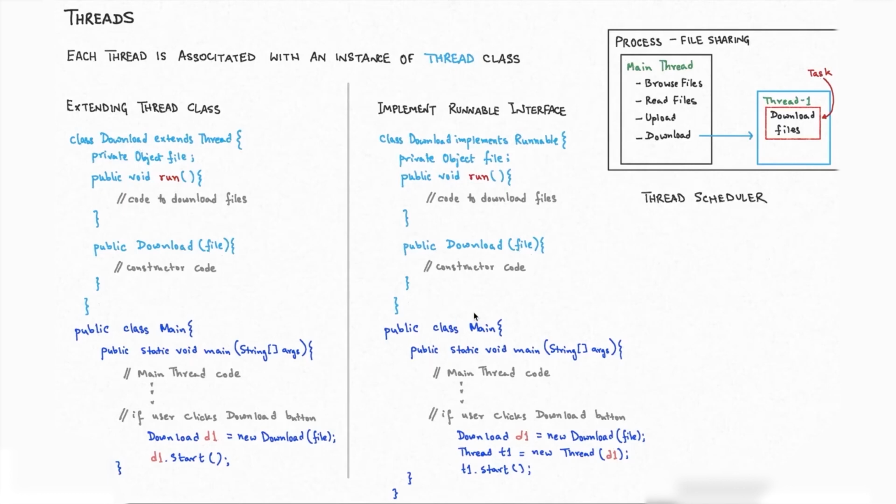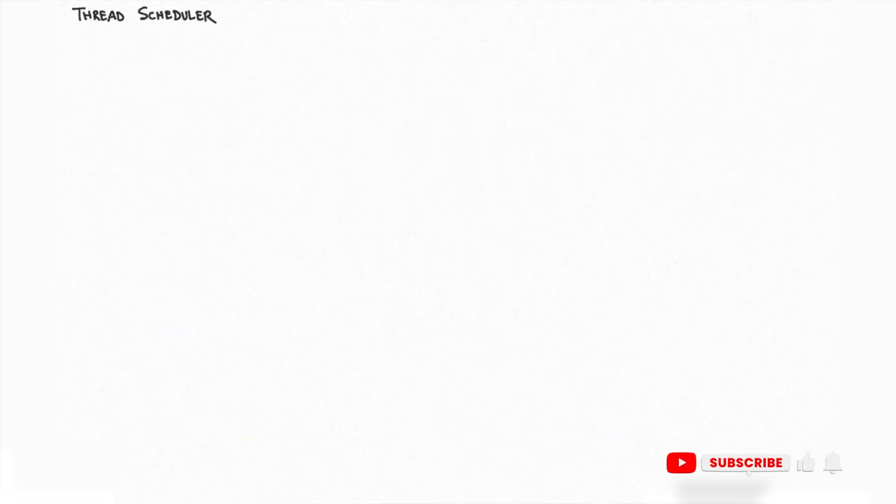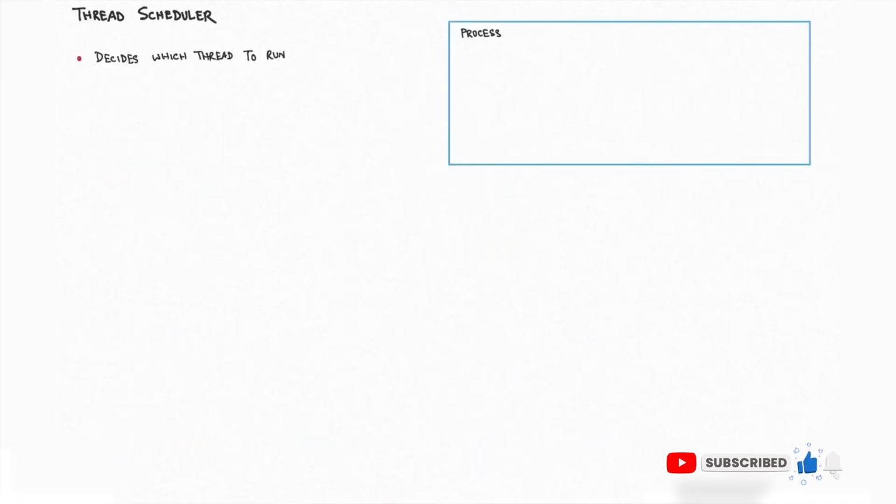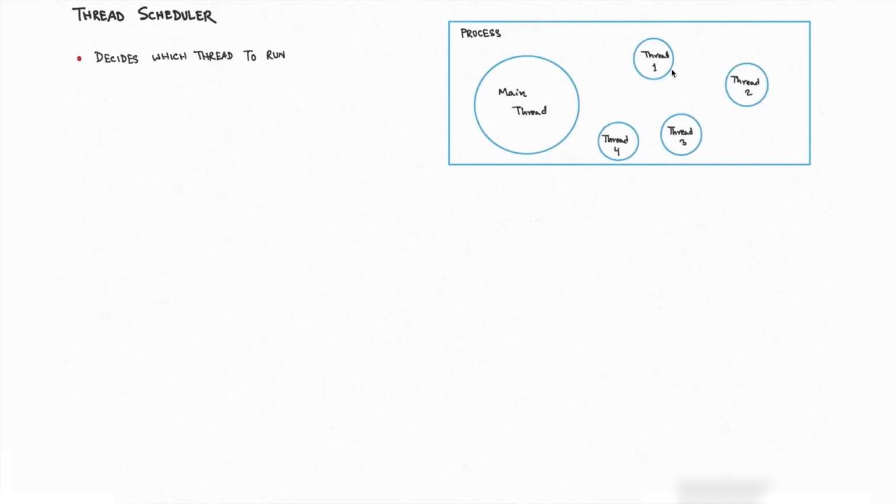Now that we understand how to create threads and how to give threads a task to carry out, let's understand the concept of thread scheduler. What does a thread scheduler do? A thread scheduler decides which thread to run. What does that mean? Think of a process, maybe an application. Each process must have at least one thread, right? So that thread is usually the main thread. However, that process can have many other threads that are doing things simultaneously. And all these threads have different tasks that they want to run. All of these threads are created by the main thread to carry out different tasks.